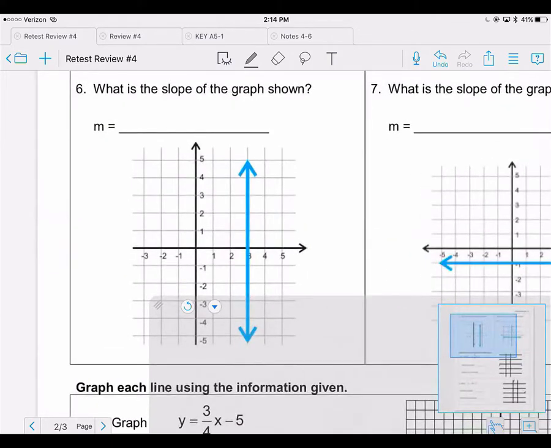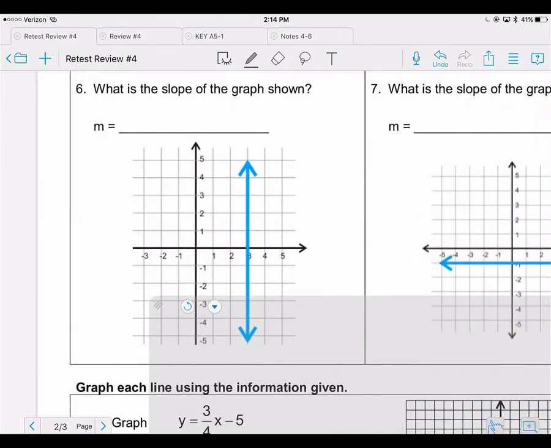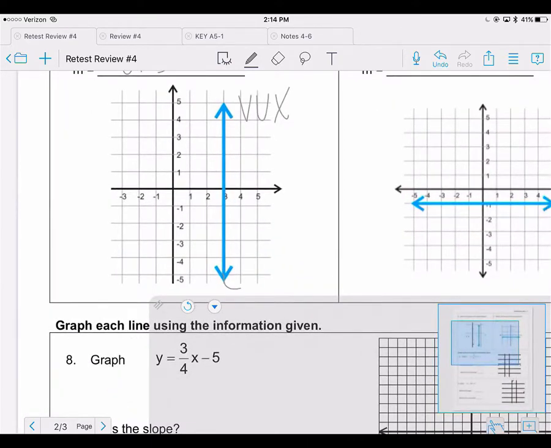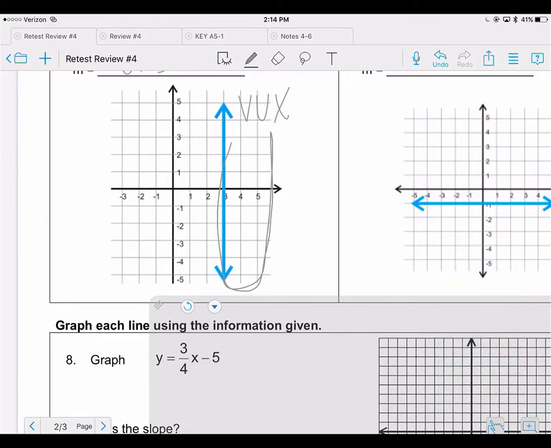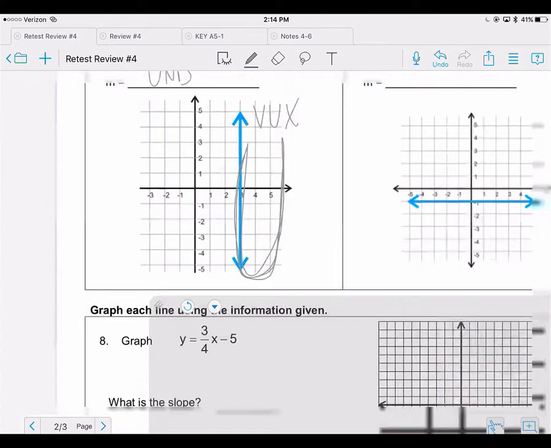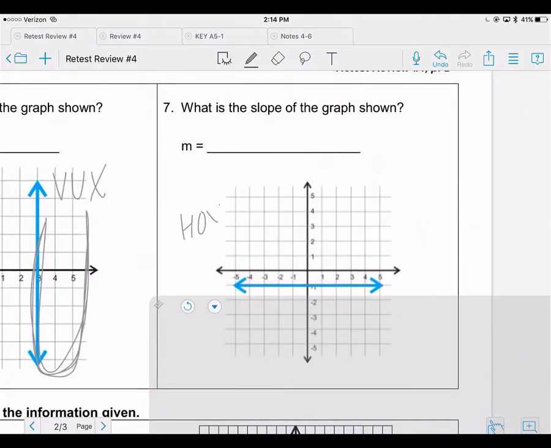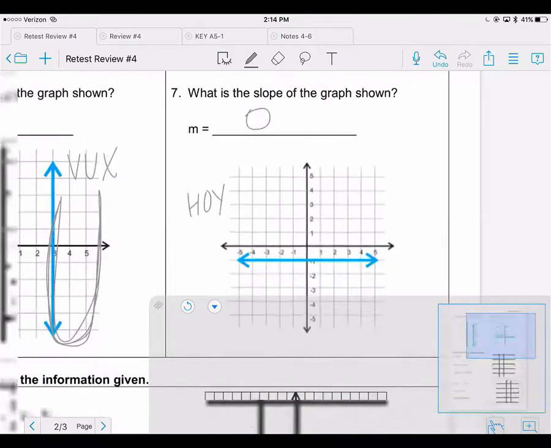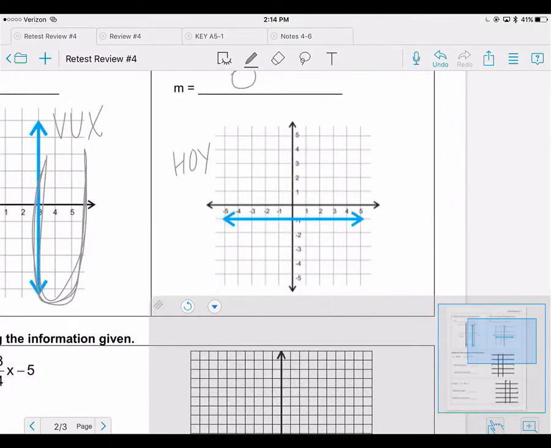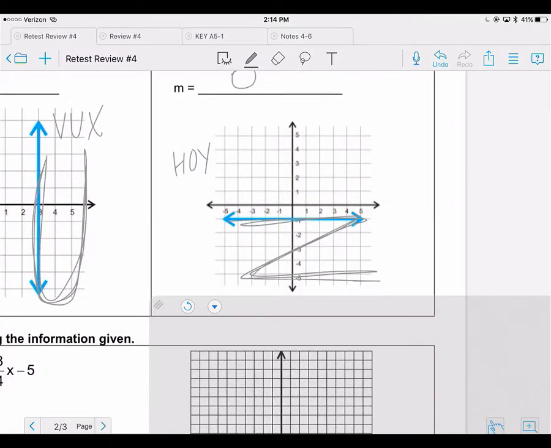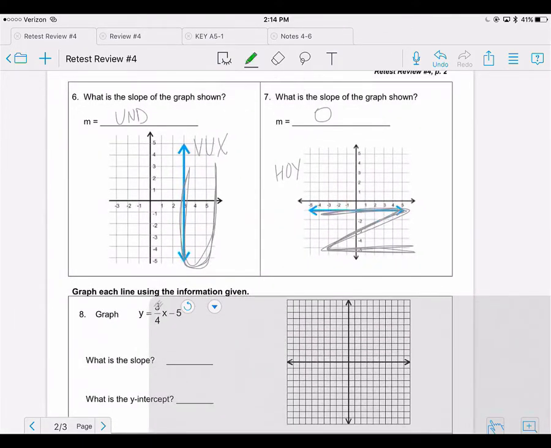6 is a special case that asks us for the slope of the graph shown. This slope is a vertical line, which is undefined. You could also take this and make a U with it to help you remember it's undefined. 7 is a horizontal line because it goes through your y-axis, which means it has a slope of 0. You can also remember that this can help us create a Z with the line. So you're either creating a U or a Z, because those are the only special cases.